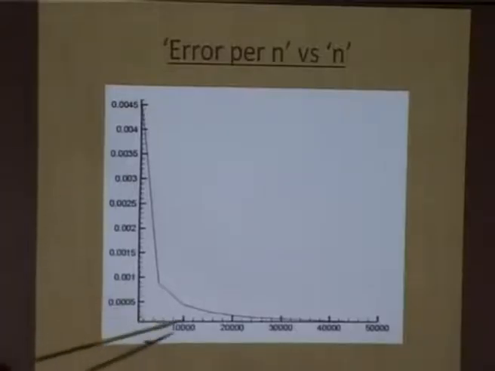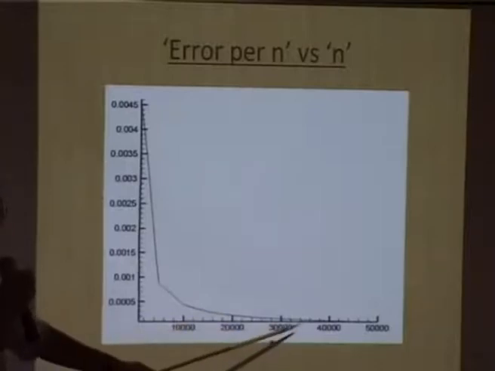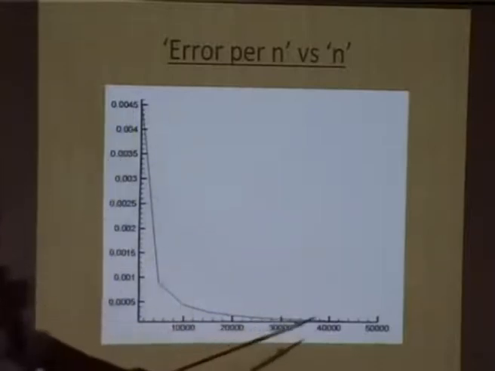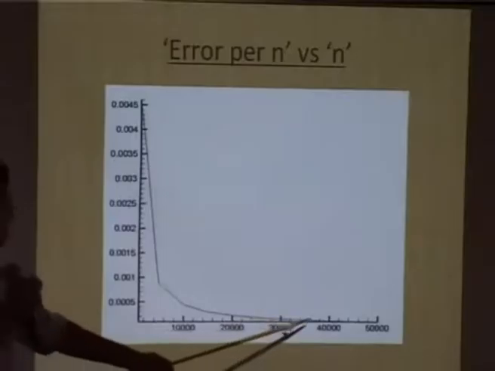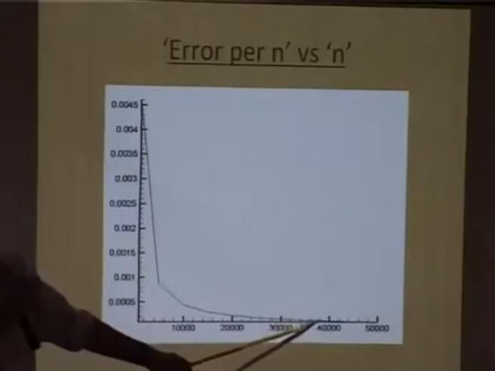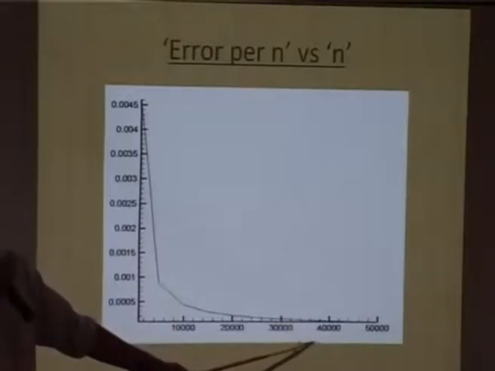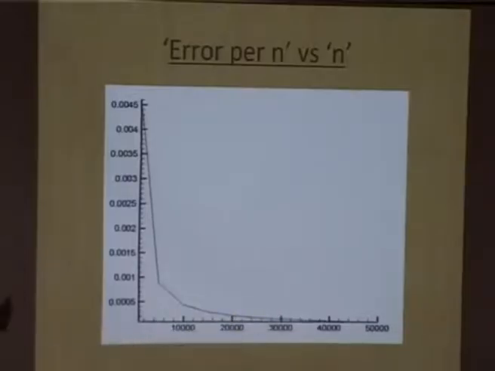As you can see, as we go on increasing the number of grid points, the error per n decreases. So this can give us an estimate of how many grid points we can employ in order to get as close to the exact solution as possible, provided you take h, the spacing, as the same.